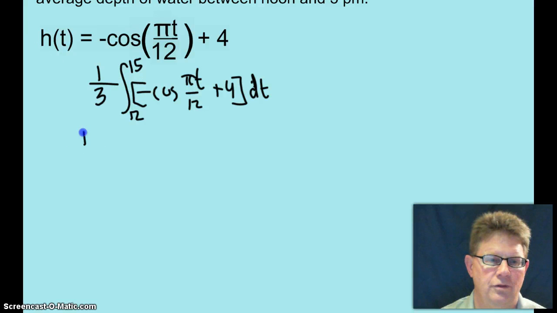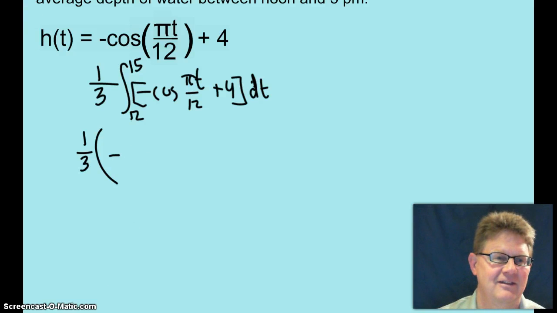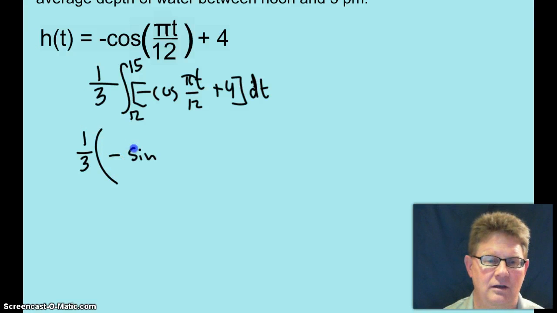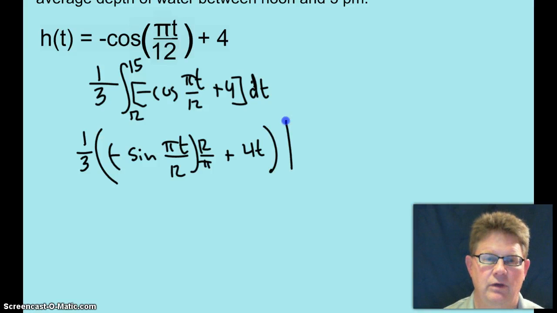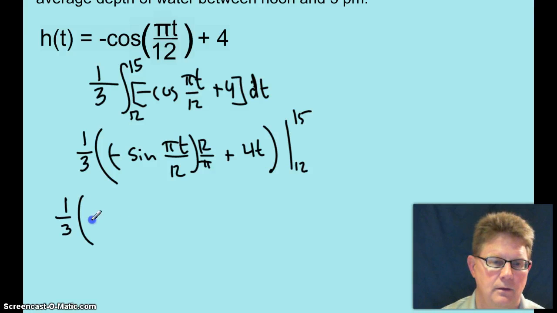Alright, so we have 1/3 times, we've got negative cosine, oh no, you dummy. The antiderivative of negative cosine is negative sine of pi t over 12, and I need to multiply that by 12 over pi plus 4t evaluated at 15 and 12. So 1/3 negative sine. Okay, 15 pi over 12 would be 5 pi over 4 plus 60.